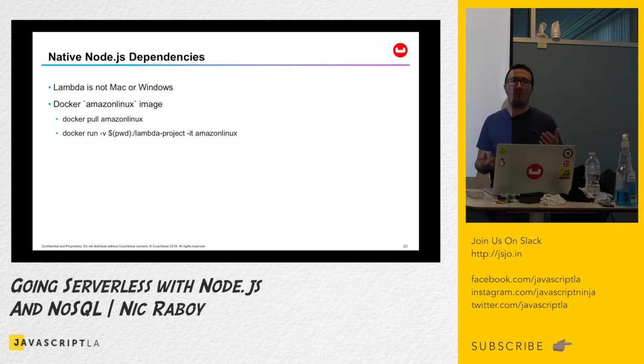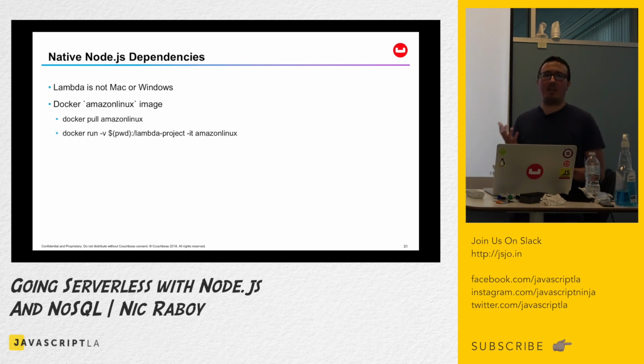So if I were to do an npm install on my Mac, essentially when I say deploy, it's going to zip up my node modules directory and push it up to Amazon. And Amazon isn't going to know what to do with those node modules because they're set up for my Mac. So you have to do something outside the box here. The easiest way to do it is with Docker. Amazon did release an official image for Docker called Amazon Linux that's designed after their Lambda.